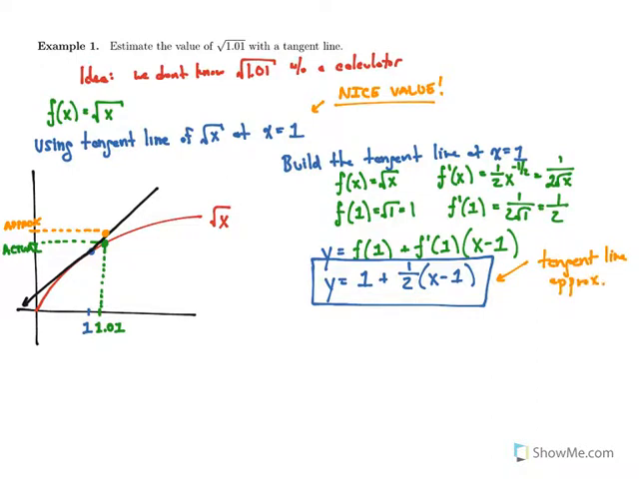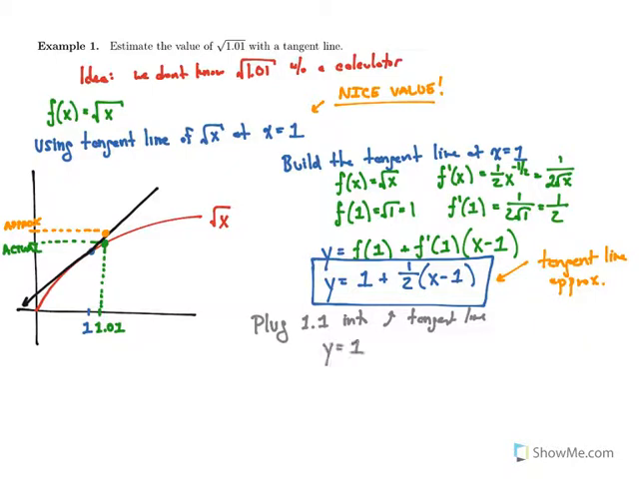So how do I use this? Well, we said that we're going to try to find that yellow dot there. And that yellow dot is going to be plugging in 1.1 into the tangent line, which is an easier thing to do. So let's do that, and we'll kind of talk about why that's true again in a second.